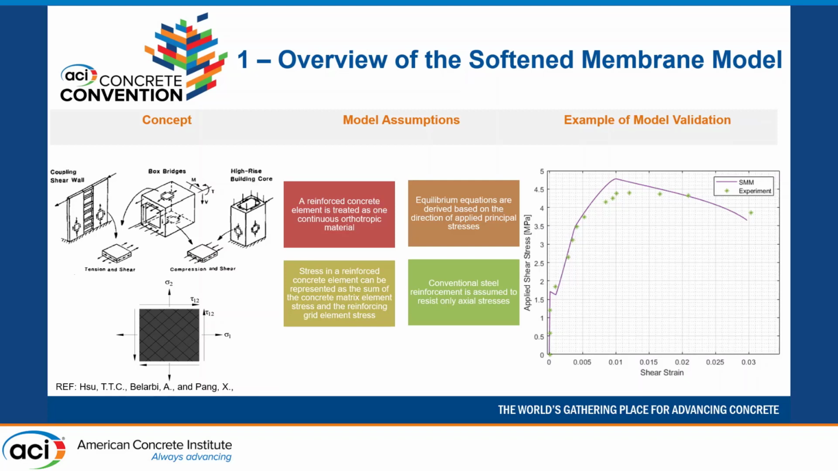And finally, this is a fixed angle theory, so it's based on the fact that the equilibrium equations are derived from the principal axes of the element that you see at the left. And then on the very right, you can just see an example of the model compared to experimental results of panels tested in pure shear.